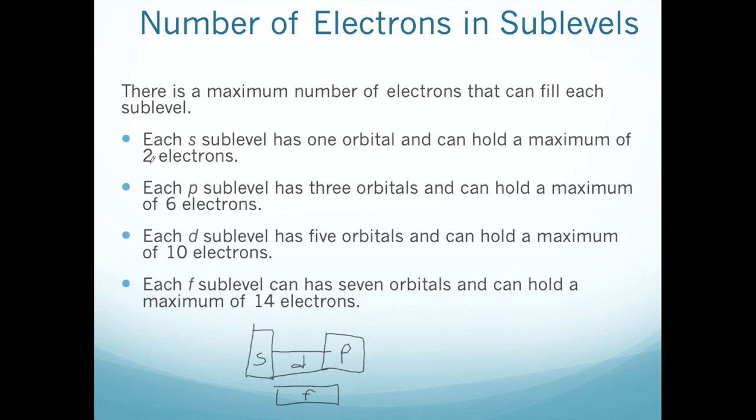The other way to remember this is that each orbital can hold 2 electrons, and the number of orbitals you have at each sublevel is just the odd numbers. So 1 times 2 is 2. The next odd number is 3. 3 times 2 is 6. The next odd number is 5. 5 times 2 is 10. And the next odd number after that is 7. 7 times 2 is 14. Okay.